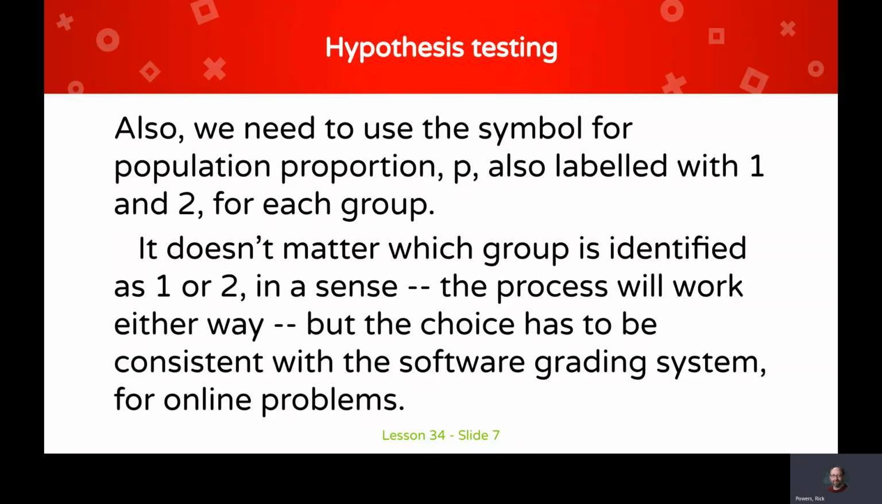Also, we need to use the symbol for population proportion, p, also labeled with 1 and 2 for each group. It doesn't matter which group is identified as 1 or 2, in a sense, the process will work either way. But the choice has to be consistent with the software grading system for online problems.